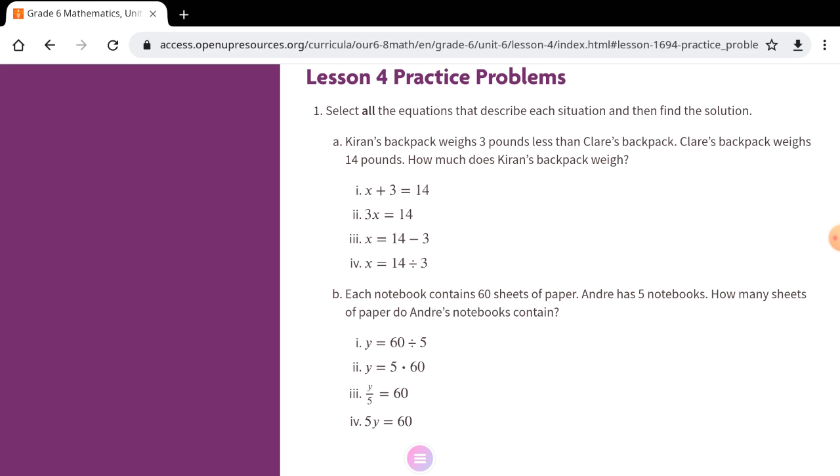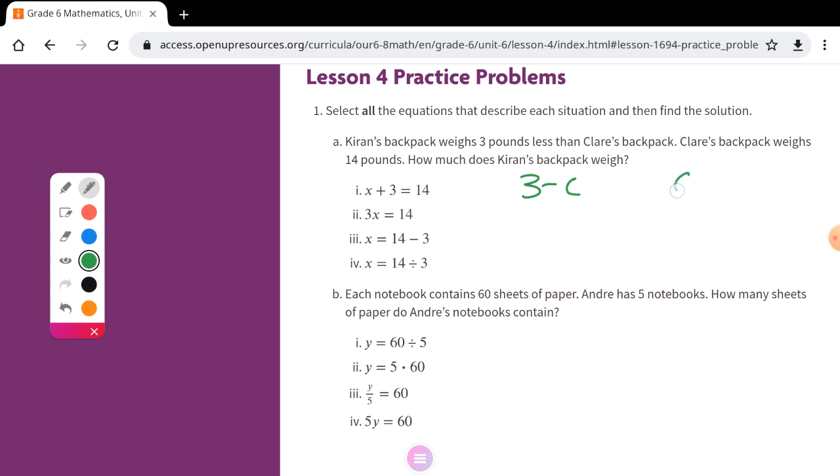Okay, Kieran's backpack weighs 3 pounds less than Claire's. Is that 3 minus Claire's backpack, or is that Claire minus 3? If it weighs 3 less than Claire's, Claire minus 3. This is one that people mix up a lot because that's given first, so people want to write it first. But it's Claire's minus 3 equals what?